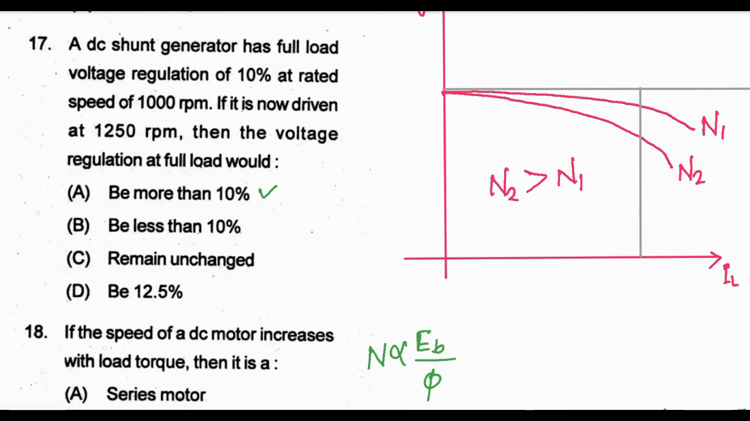A DC shunt generator has full load voltage regulation of 10% at a rated speed of 1000 rpm. If it is now driven at 1250 rpm, then the voltage regulation at full load will be: the answer will be more than 10%. How can we analyze this?